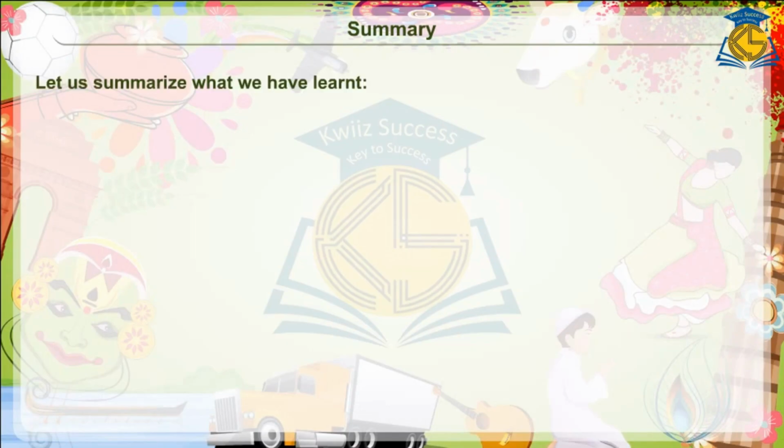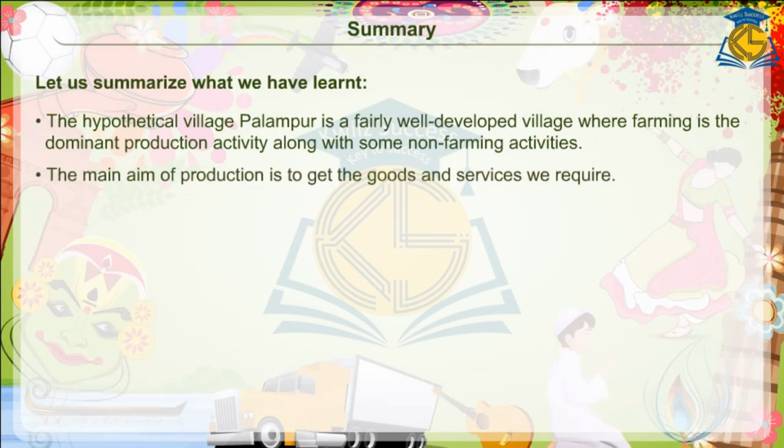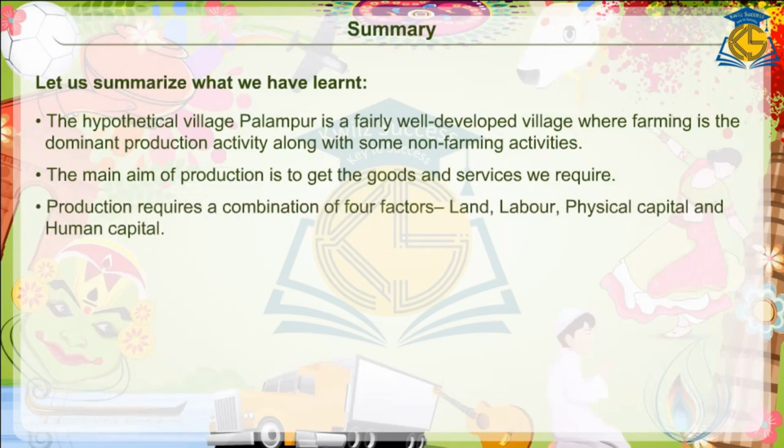Summary. Let us summarize what we have learnt. The hypothetical village Palampur is a fairly well-developed village where farming is the dominant production activity along with some non-farming activities. The main aim of production is to get the goods and services we require. Production requires a combination of 4 factors: land, labor, physical capital, and human capital. There is no way to increase the fixed land area.